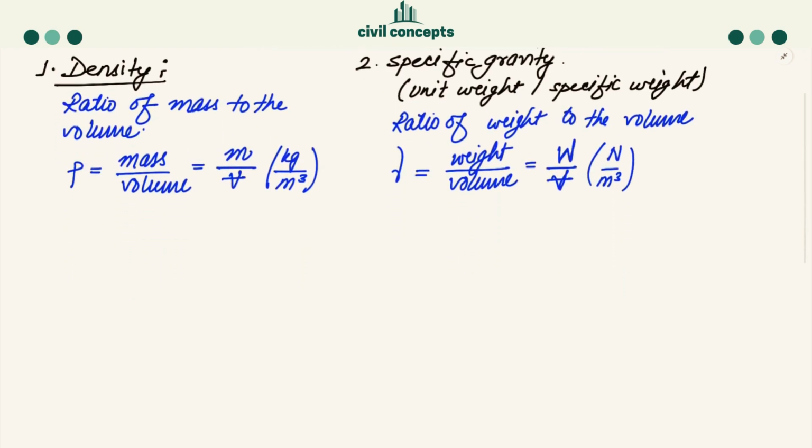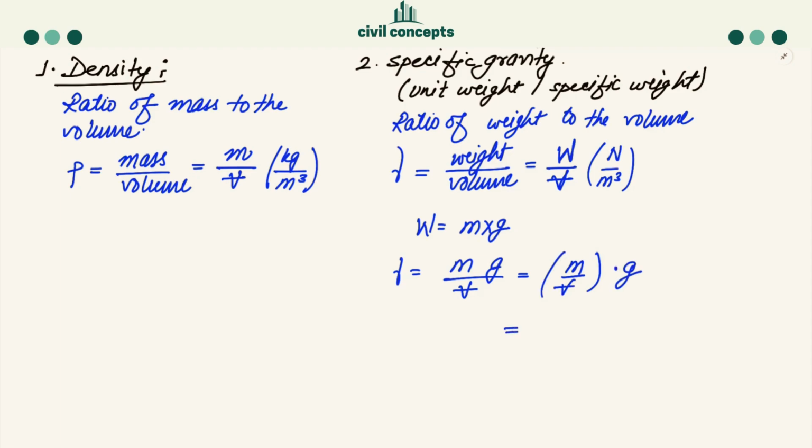I would like to tweak the formula of specific gravity here. We know that weight is equal to mass into gravity. That's a standard understanding. If I substitute it over there, gamma is equal to mass into gravity upon volume. If I separate mass upon volume in a different bracket and gravity on the other side, this can be written as rho into g, and this is gamma. How has rho come? You can focus on your left hand side. So this is the relation between specific gravity and density.